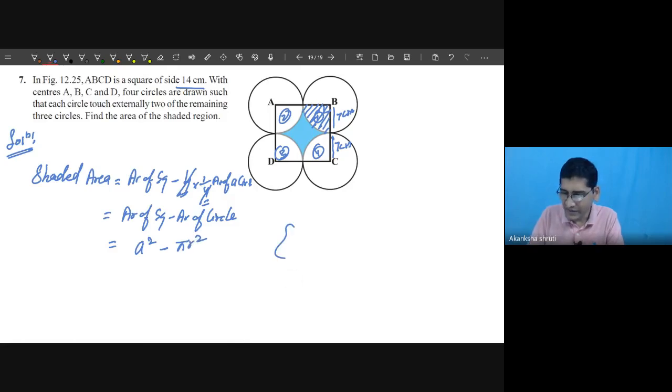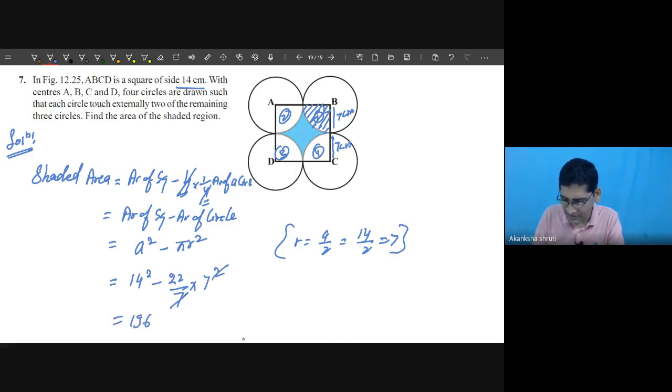Area of a square is a square, minus area of a circle, which is pi r square. And here we have observed that r is a by 2. Our a was 14, so r is 14 by 2, this is the 7 we have already taken. So substitute it: 14 square minus pi, let me take this as 22 by 7 because 7 is there, 22 by 7 into this 7 square. This 7 will get cancelled, so it is like 196 minus 22 into 7.